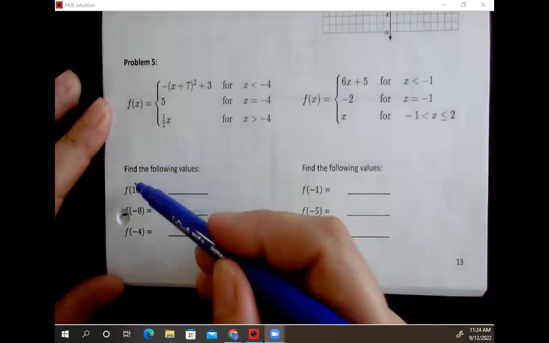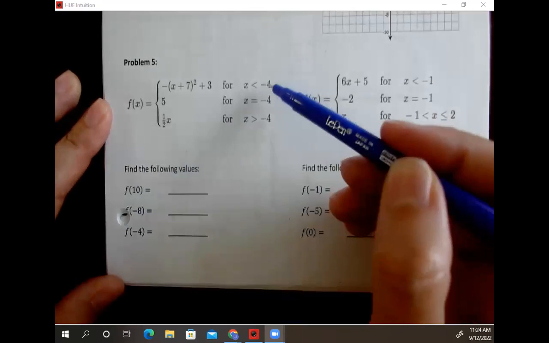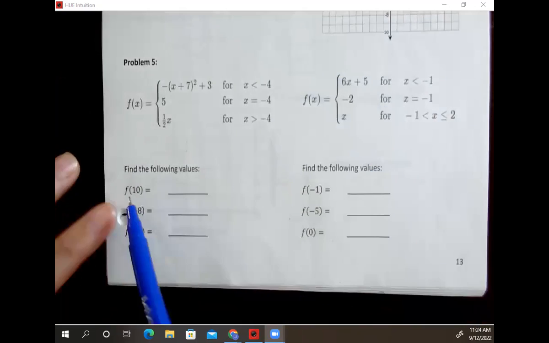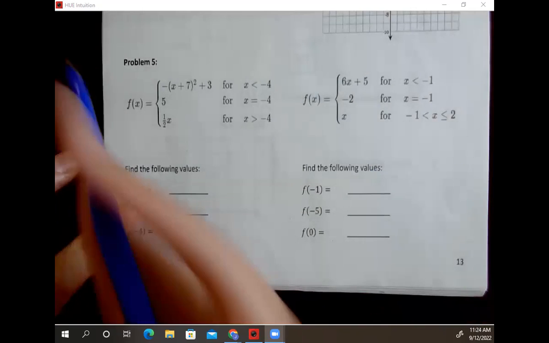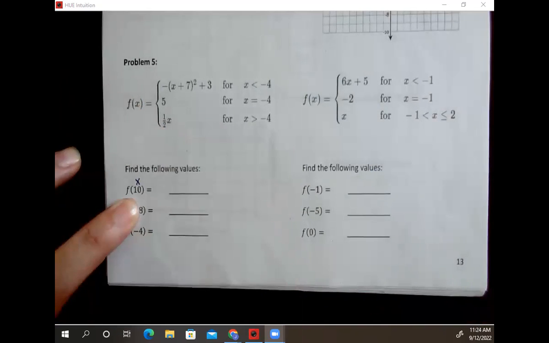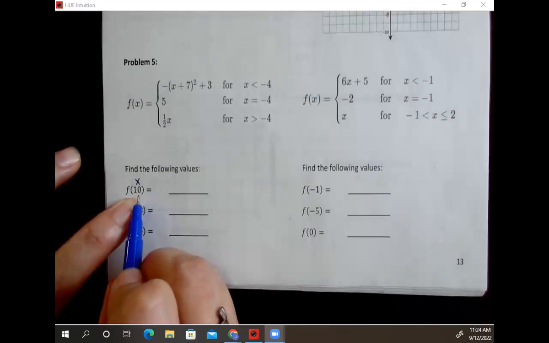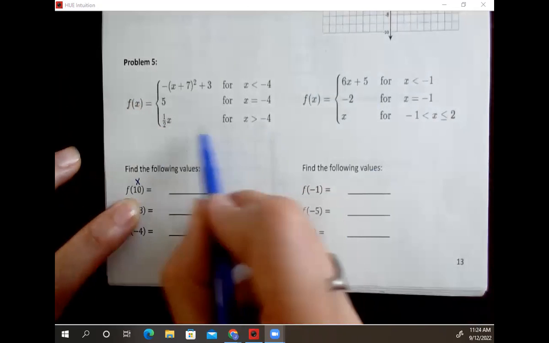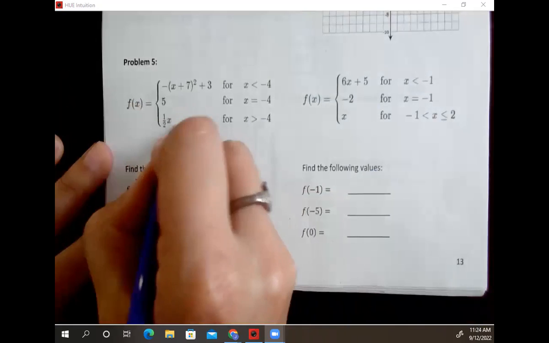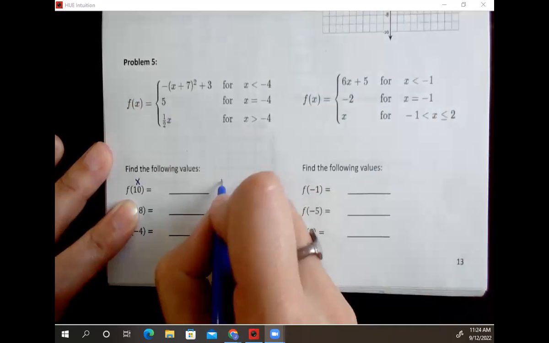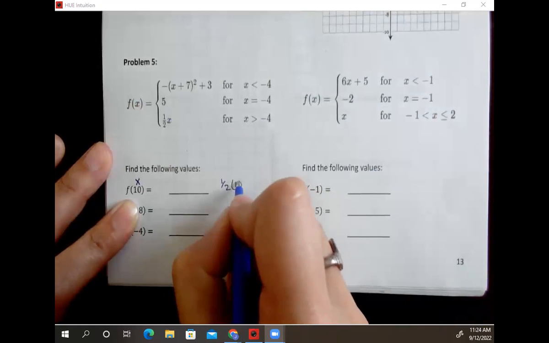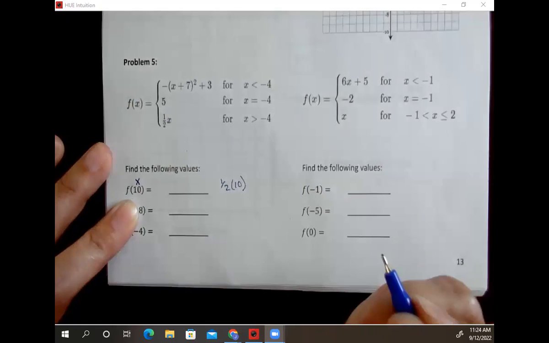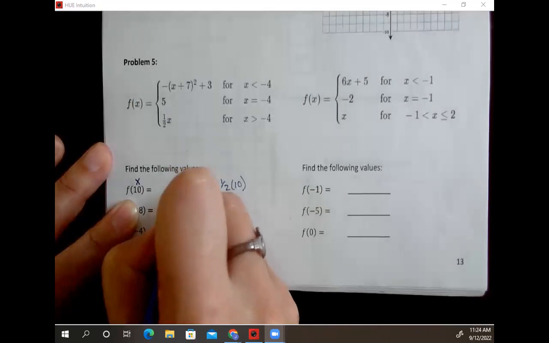I need to be careful about which section of my piecewise function I'm looking at here. So I pay attention to what that X value is and which of my categories it falls into. My first X value is 10. That would be this bottom section where I'm greater than -4. So that means this is the part of the function I want to use. 1/2 times 10. So that would give me 5. 1/2 of 10 is 5.